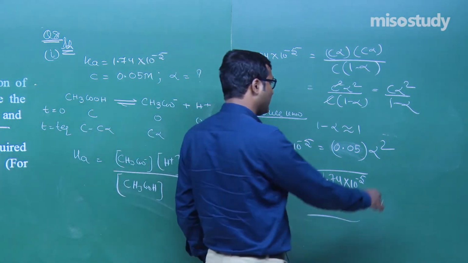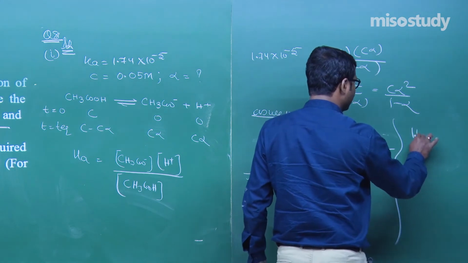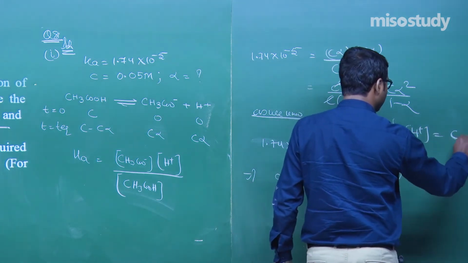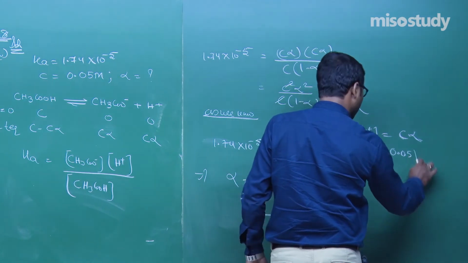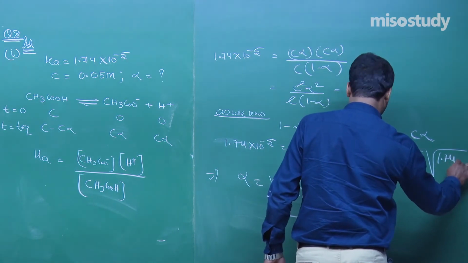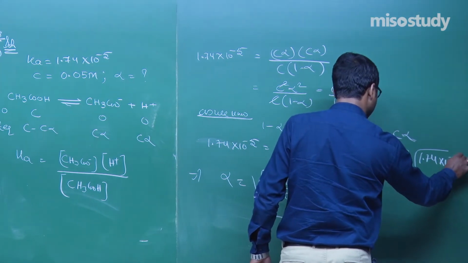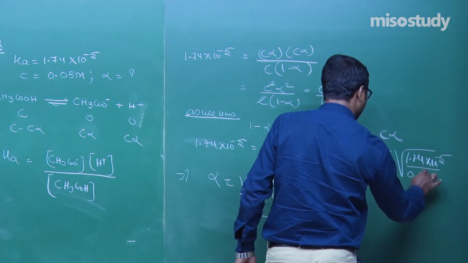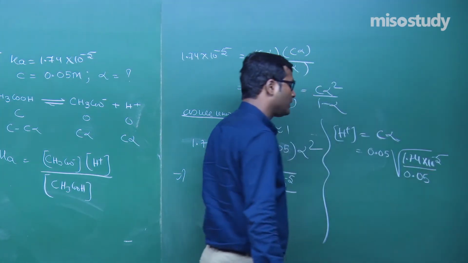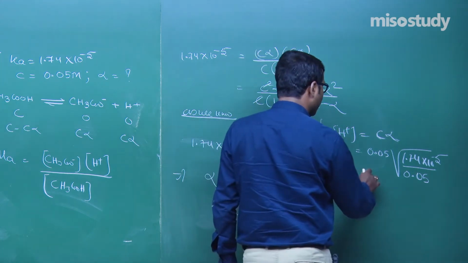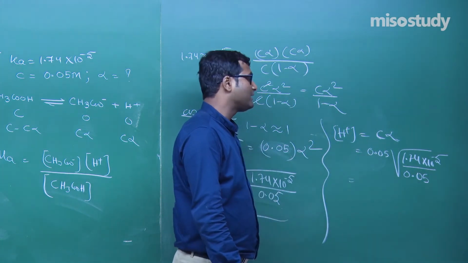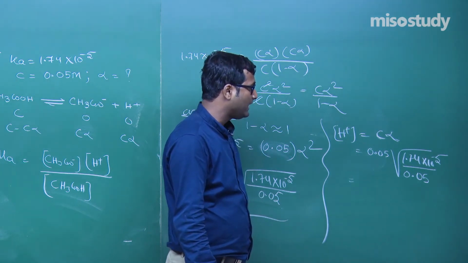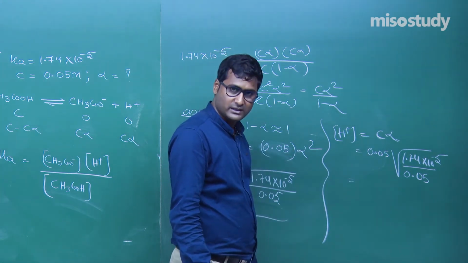Now we know the next part. What is the H plus ion concentration? That is C alpha. What is C? 0.05. What is alpha? Root under 1.74 into 10 to the power minus 5 upon 0.05. Or you can say the concentration of H plus ion is simply root under Ka into C.